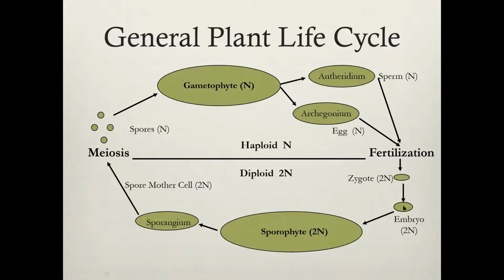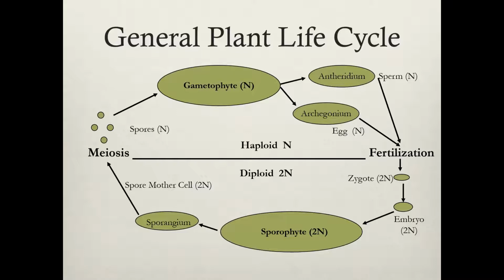And eventually this embryo is going to keep dividing through mitosis until it grows up to be the adult sporophyte stage. And again, this was all done through mitosis, which means the sporophyte also needs to be 2N, because each one of the cells that these cells came from were also 2N.